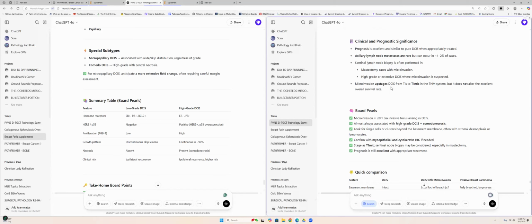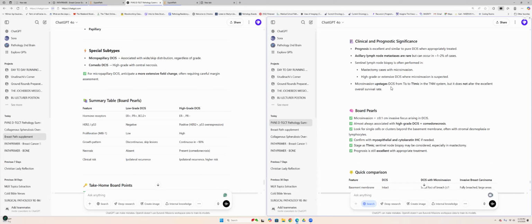Axillary lymph node metastasis is rare, but can occur in DCIS, 1 to 2%. Let me ask you this question. As a pathologist, if you diagnose DCIS with microinvasion, what is the implication of that diagnosis for the patient? The patient will be treated as invasive carcinoma. No, of course, mastectomy. But even without microinvasion, the person will be treated with mastectomy.